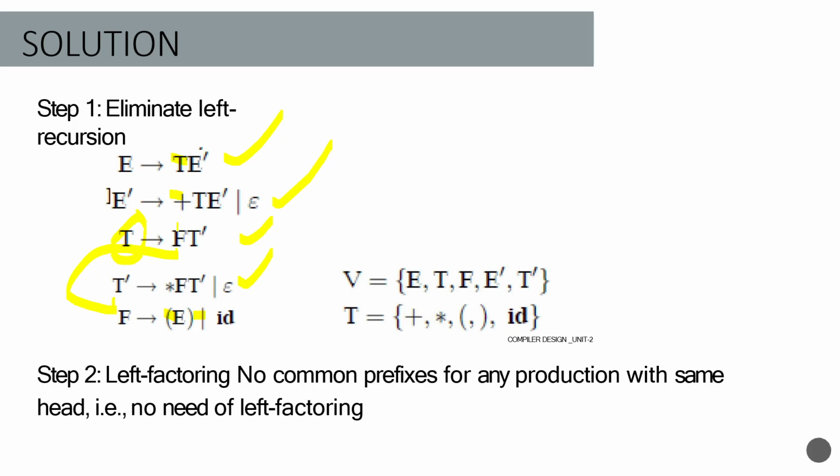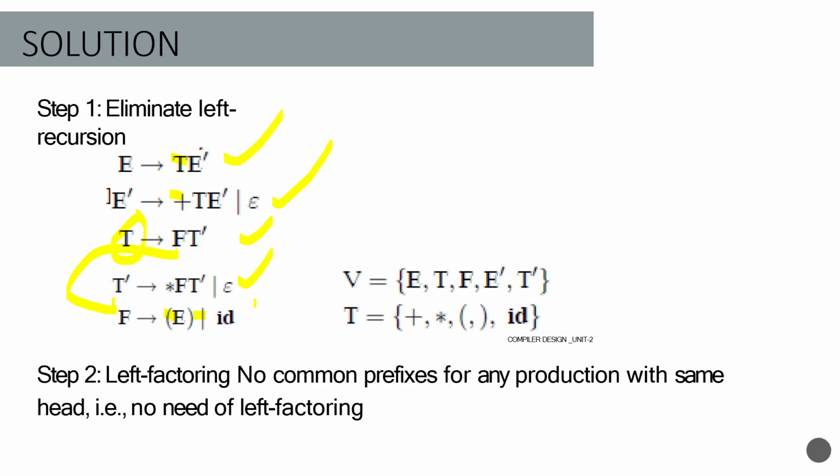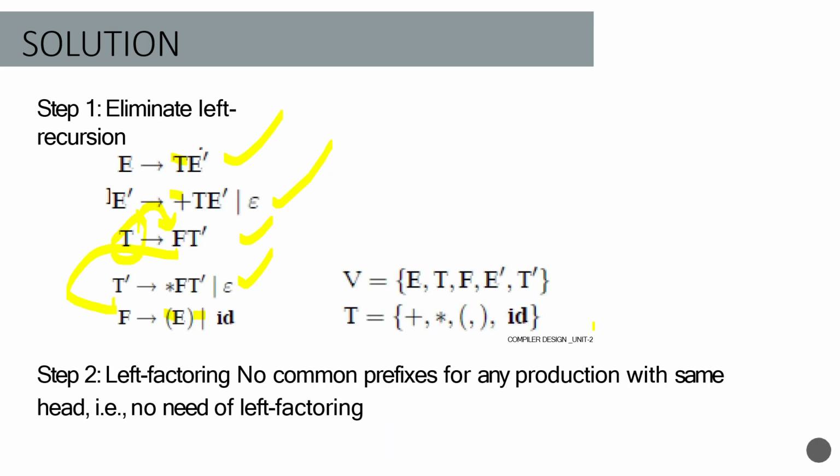Similarly, first of E dash is plus and epsilon. Then first of T: when we come to first of T, F is a non-terminal, so again we need to come to the first of F, which is open bracket and ID. So first of T is open bracket and ID. First of F is again the same: open bracket and ID.